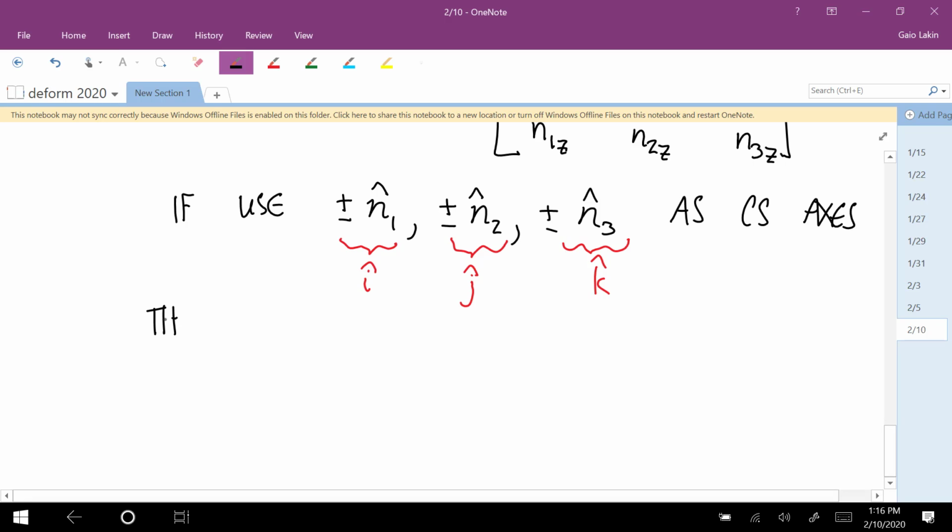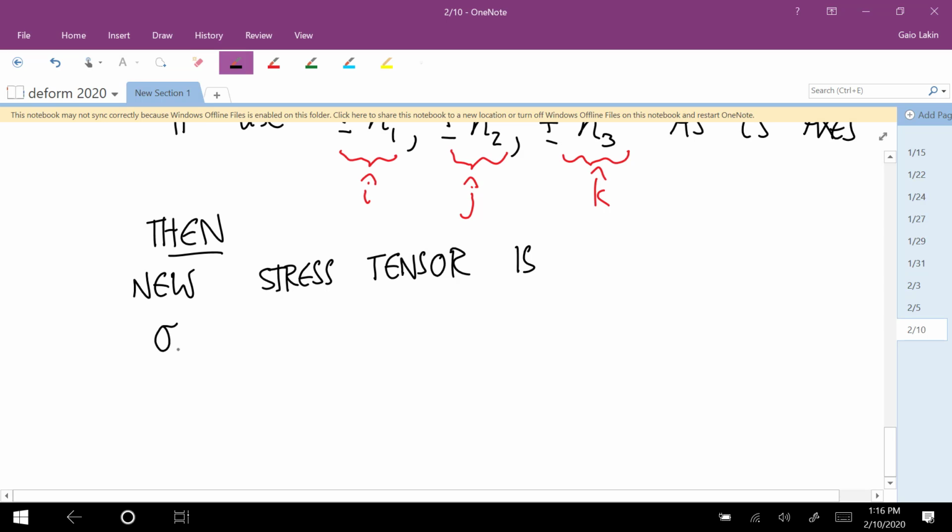Then the new stress tensor is sigma 1, sigma 2, sigma 3 with zeros everywhere else.